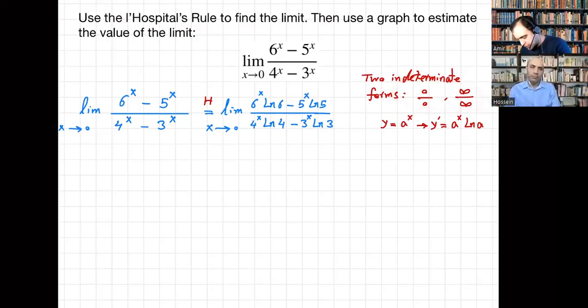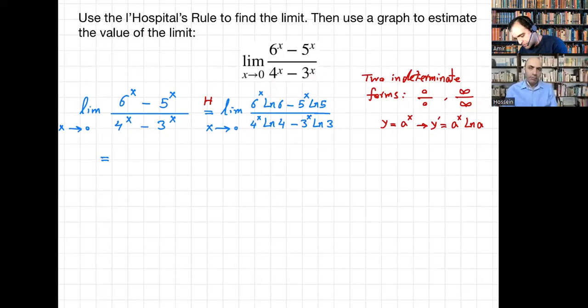So here, when x approaches 0, this guy is going to be 1, correct? 6 to the power of 0. Yeah, so it's going to be 1. This one is 1, and this one is 1. Right. And then we have a constant value for the limit. So, in other words, we obtain the answer.